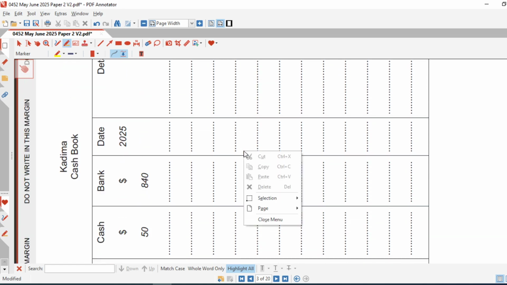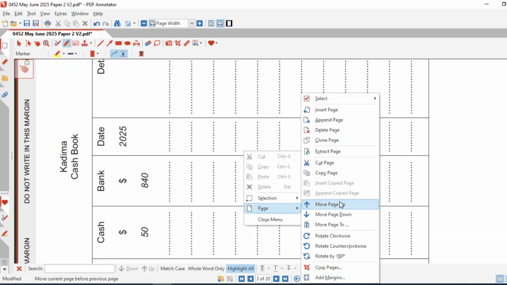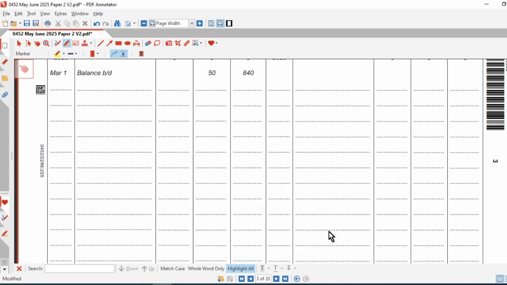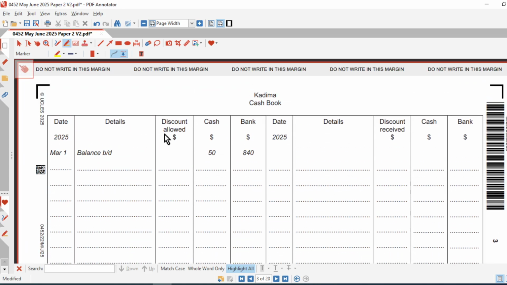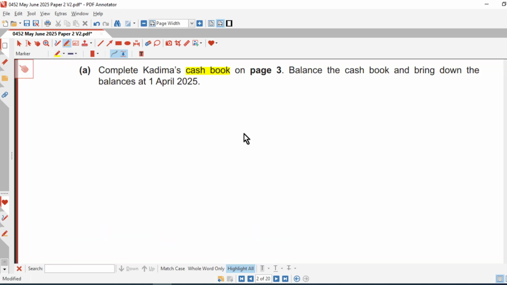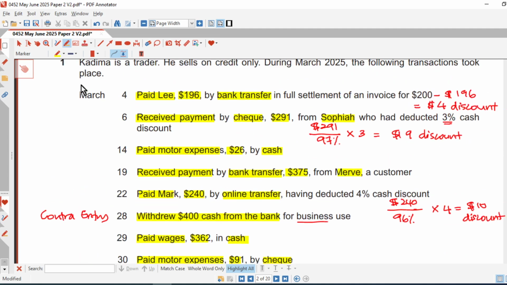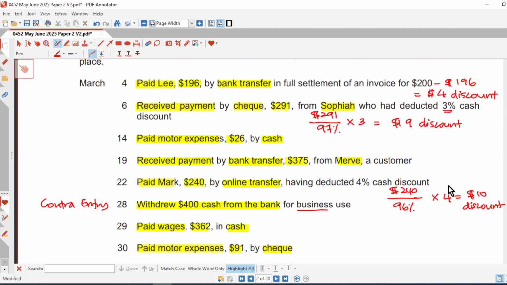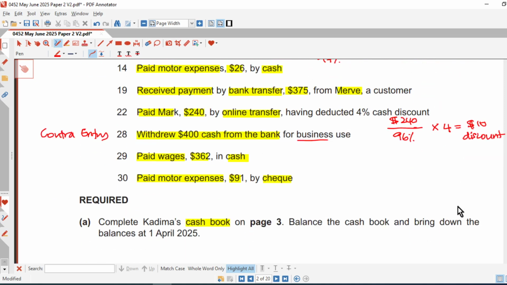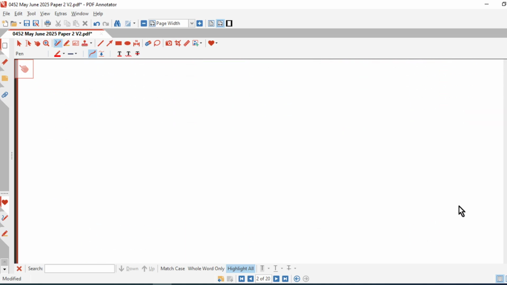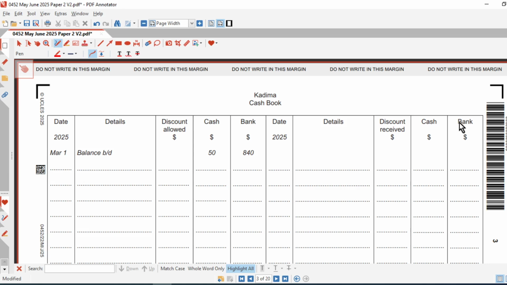So let's tweak this page a little bit because I can't write in a 90 degrees position. Right, so we're going to bring up all the information here into our cash book now. Notice they didn't mention anything about the opening balances, right? Now, that's because the opening balances have been given to you. So we don't need to transfer anything there. We just have to park all the information in.